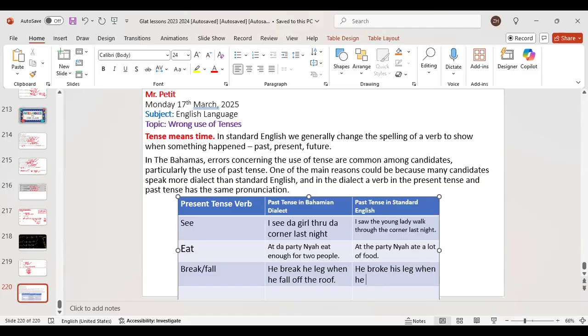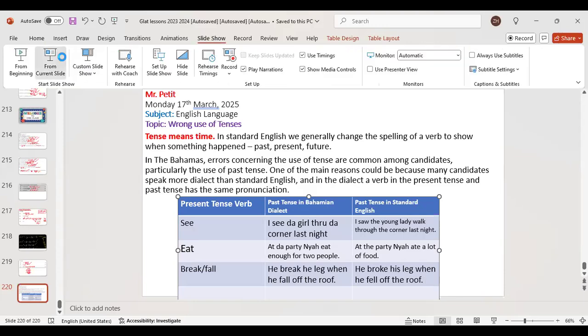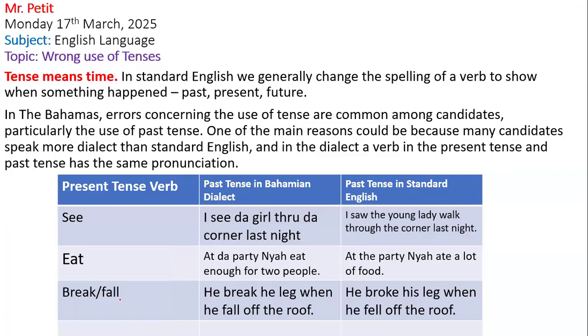I'll make a quick adjustment to the Bahamian dialect video. He break his leg falling off the roof. Fallen off the roof. Okay. He broke his leg when he fell off the roof. Okay. He had a magnificent fall off the roof. This video, I know, right? About to go viral on Mr. Petit channel. All the foreigners go figure out how we talk. He broke his leg when he fell off the rooftop.